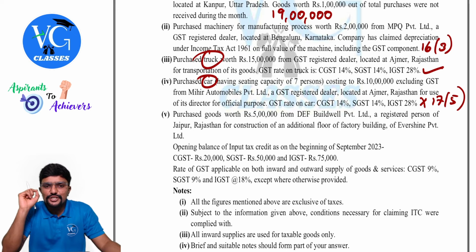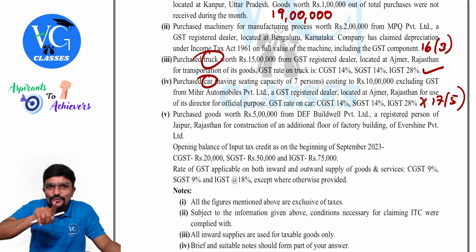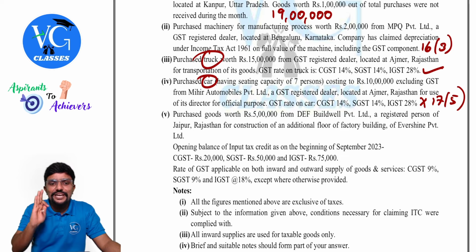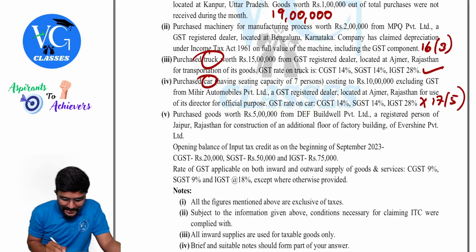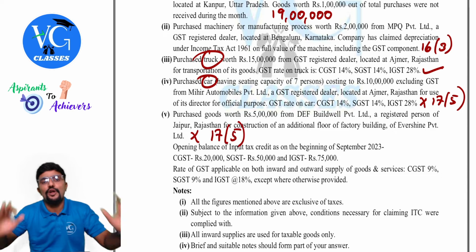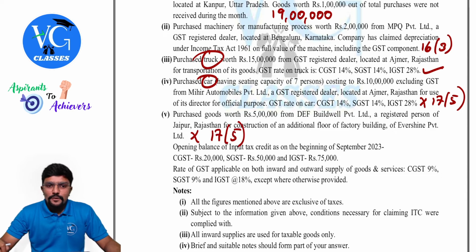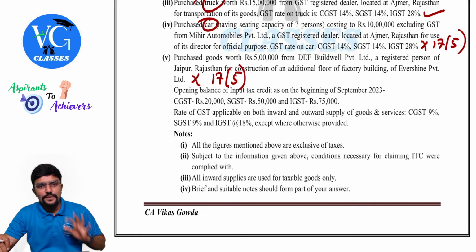Next, purchased goods worth 5 lakh from DEF Build Well Private Limited, a registered person of Jaipur, Rajasthan, for construction of an additional floor of factory building on its own account. On its own account of Evershine Private Limited. Here also, guys, credit is blocked as per section 17 subsection 5. Credit is blocked. Okay, let us move forward.